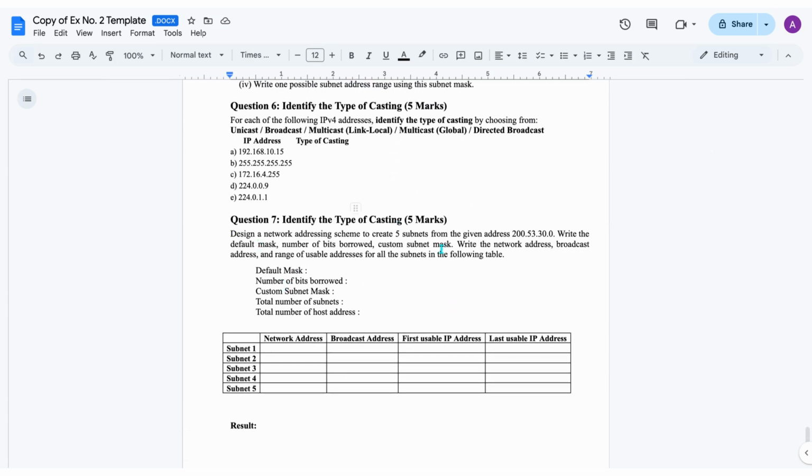For question 7, we design a network scheme with 5 subnets from 200.53.3.0. Since it is a class C, as you can see from the number 200, the default mask is /24. We borrow 3 bits to create 8 possible subnets, and the new subnet mask is /27, or 255.255.255.224, where each subnet has 30 usable hosts. The 5 subnet ranges are shown on the screen.